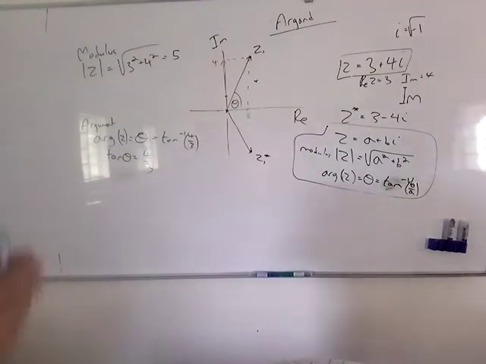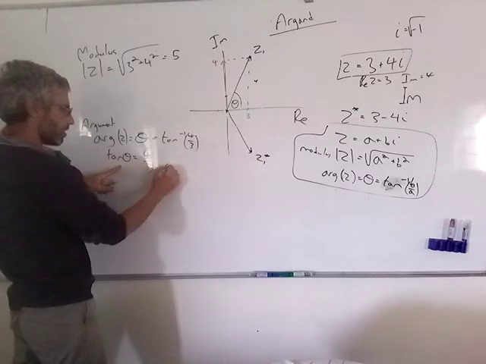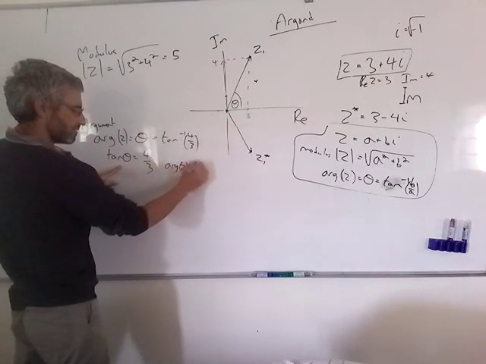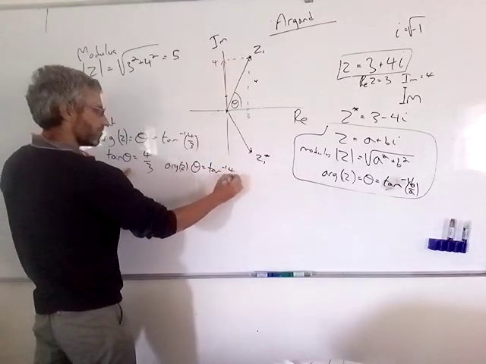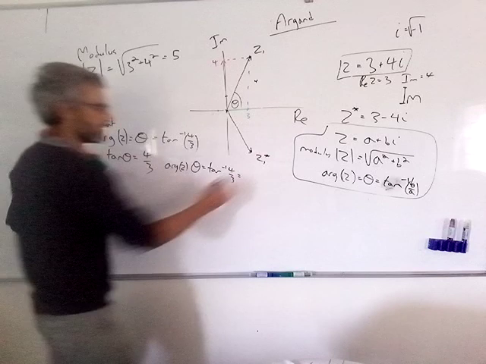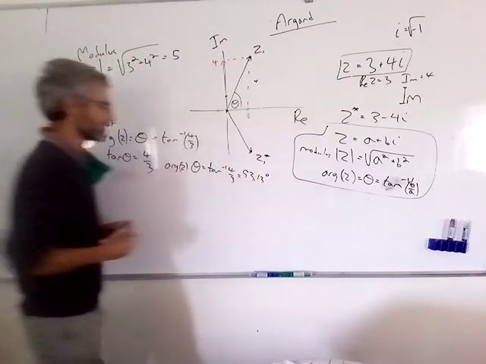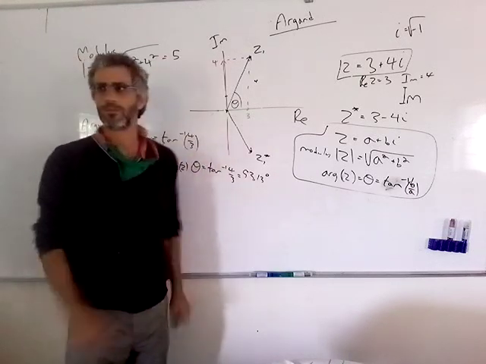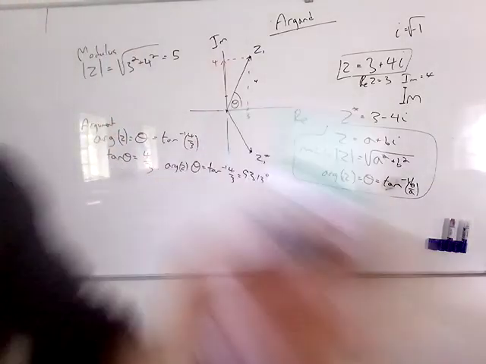We haven't actually finished that one. Arg z, the theta, is going to be equal to arctan of 4 over 3, which is 33.13 degrees. So we've got the modulus and we've got the angle. It's just trig, isn't it? I'll rub this out and we'll do one more example.